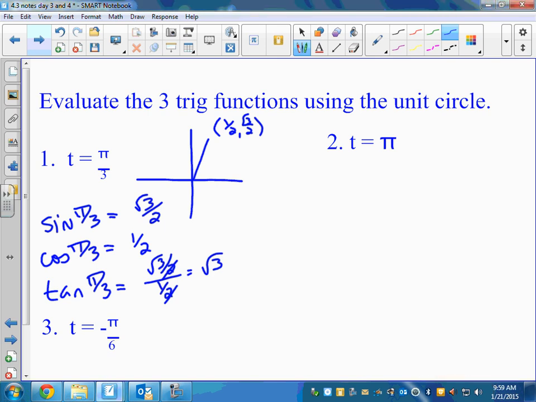Now this makes finding the ones on the axis much better also. What is the ordered pair at pi? That is my x, that is my y. I can find all the trig functions by just knowing x and y and those ratios. So what is the sine of pi? Sine of pi is y, is 0. What is the cosine of pi?